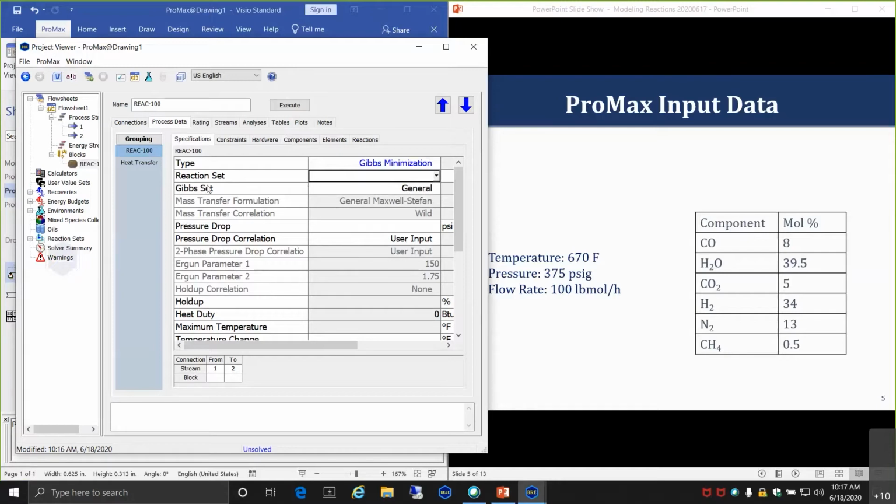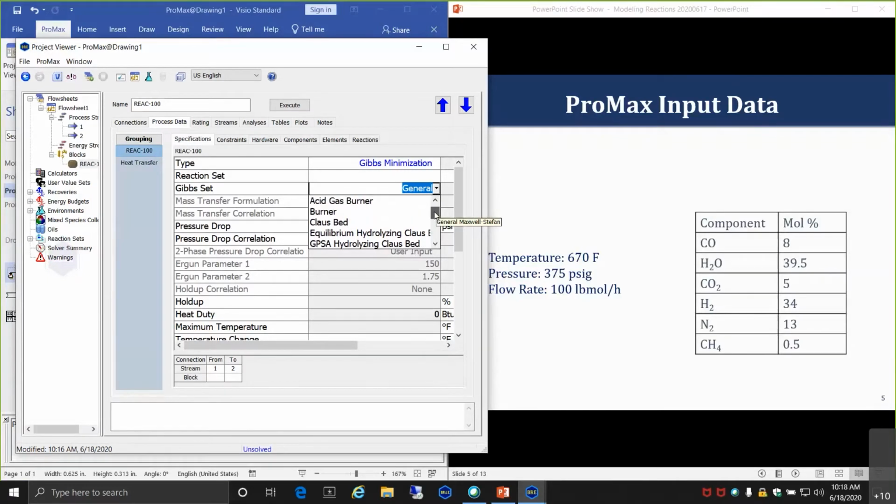Or you can put in a Gibbs set. General is the default. It basically says that everything that is present in the environment can react. And so you can exchange atoms between all species that are listed in the environment by default. There are a number of other items here. If you have ever used ProMax for sulfur recovery modeling, you'll know that a lot of these that are listed in here are all based off of the sulfur recovery models that ProMax is used to simulate.